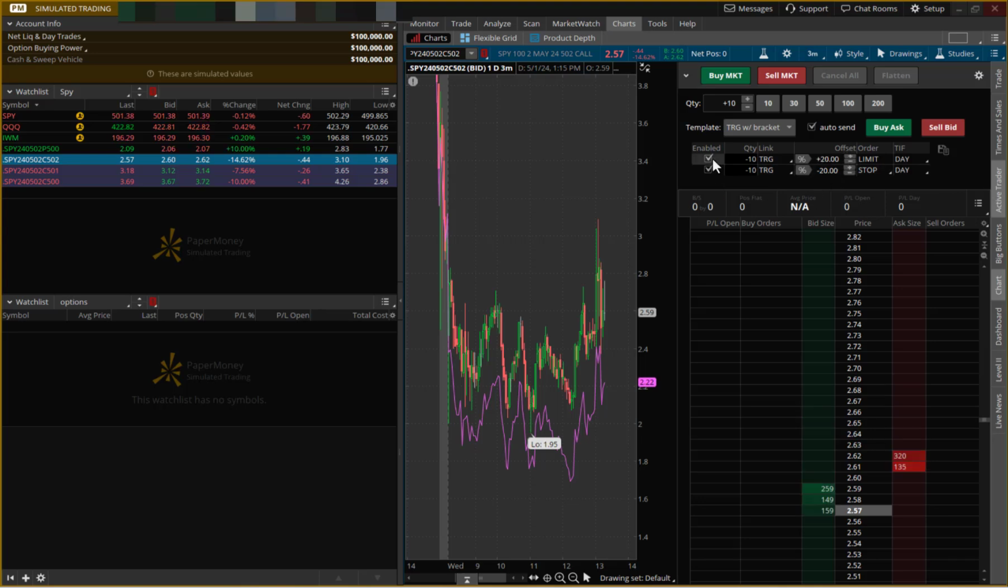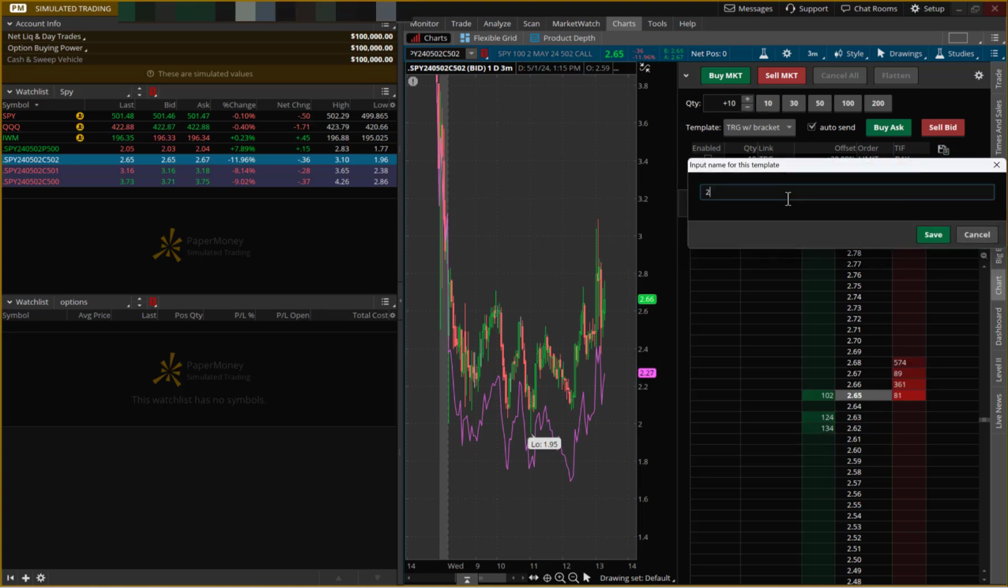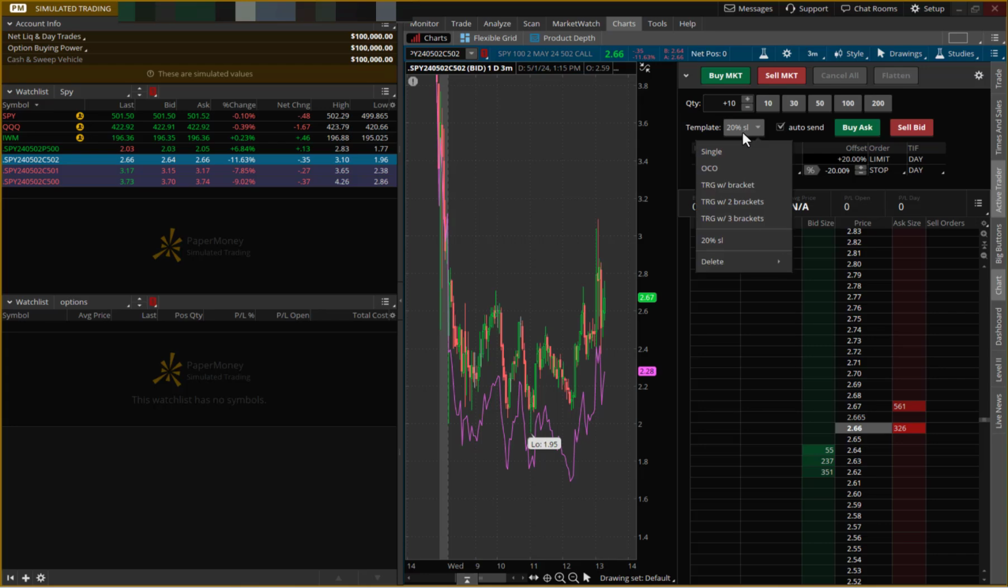Most of the time I don't use the profit target option because I move my stop loss to break even and start selling manually, so I disable this option. Now, any number of contracts I will take. By the way, before you actually take a trade, you can save it here and name it 20% SL, that means stop loss. Save. Now let's cancel it.